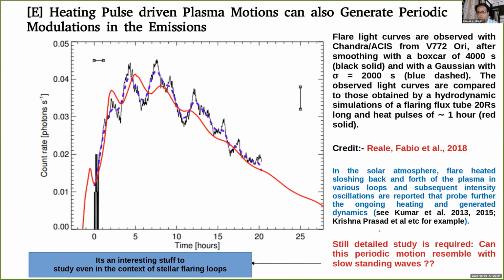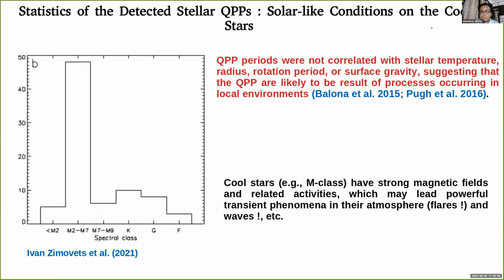For example, Pankaj Kumar and Krishna Prasad; probably Krishna Prasad is going to talk about sloshing back and forth plasma motion. And some of those works have interpreted this sloshing back and forth of the plasma in terms of slow magnetoacoustic oscillations. So detailed studies are still required in both the observational and theoretical domain. So can this periodic motion resemble the slow standing wave? Of course, probably we will see in Krishna's talk all this information. But it is very interesting stuff which one can explore in the context of stellar loops also.